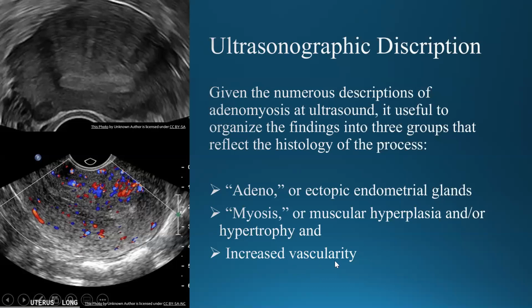increased vascularity. So the bottom line for ultrasound, when you look at the uterus, you want to comment on: is there any ectopic endometrial glands inside the myometrium? Is this uterus bulky, muscular, with hyperplasia and hypertrophy? And what about the vascularity? When you put the color Doppler mode on, what's the picture? Is this normal vascularity? Is it increased? I'm going to go into details through every aspect of these features.